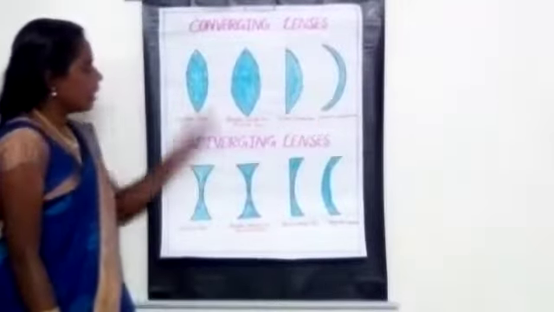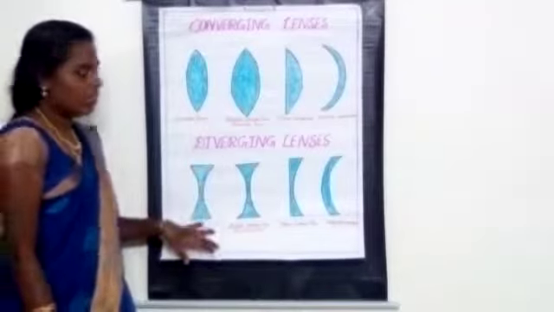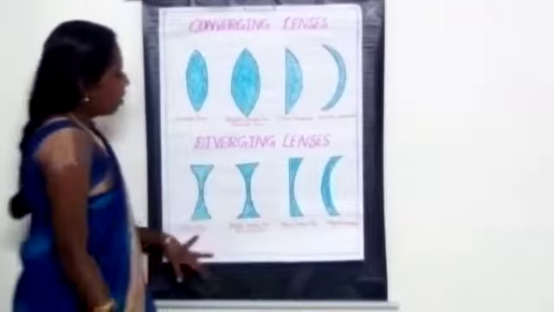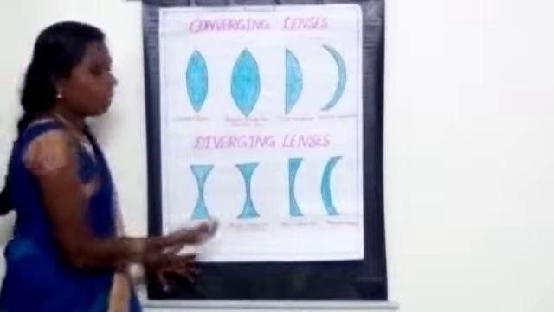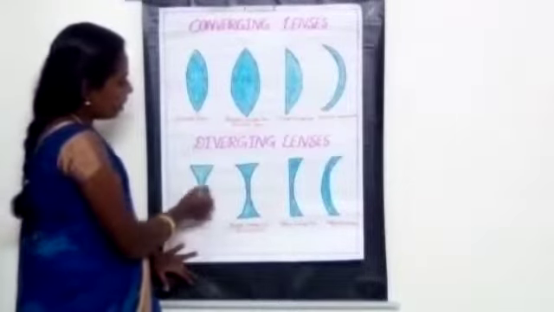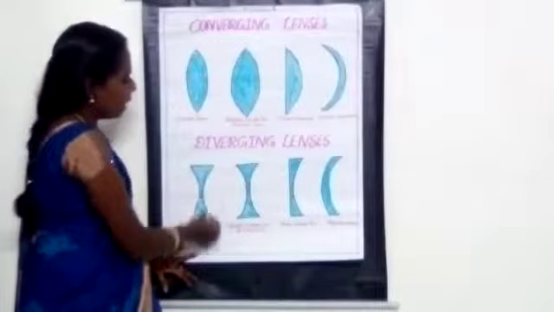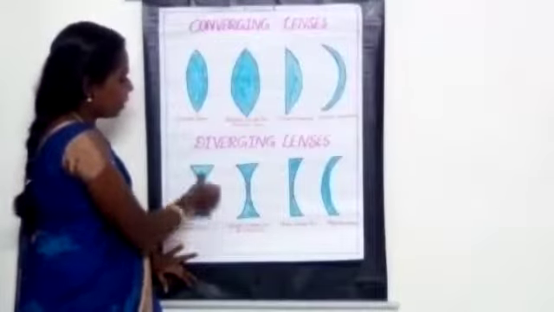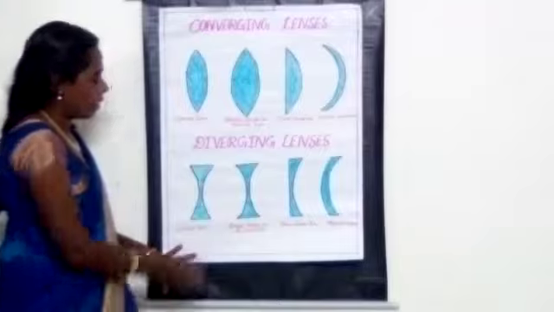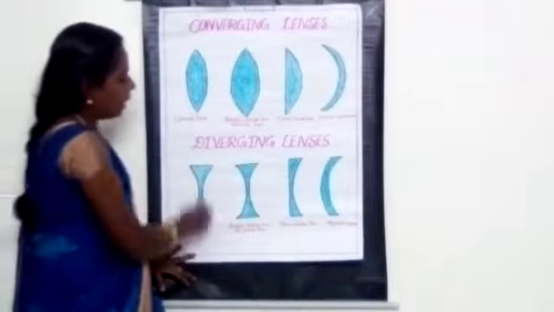So the next type is the diverging lenses. Diverging lenses are nothing but the concave lenses. What about the concave lens? It is thinner in the middle. The middle is thinner than at the edges, so it is called the concave lens. In the middle, it is thinner than at the edges.